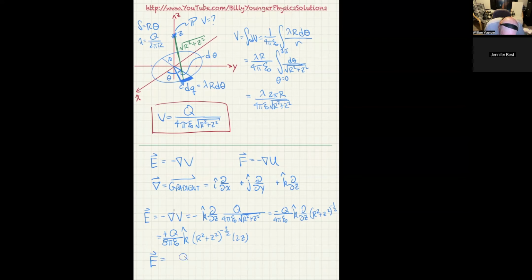Whoa, all of a sudden it's starting to try to make a fancy drawing. So it's going to be qz over 4 pi epsilon naught times r squared plus z squared to the 3/2, which I think you can look and see that that is, in fact, exactly the electric field that we got when we calculated this with Coulomb's law. So, any questions on that one?